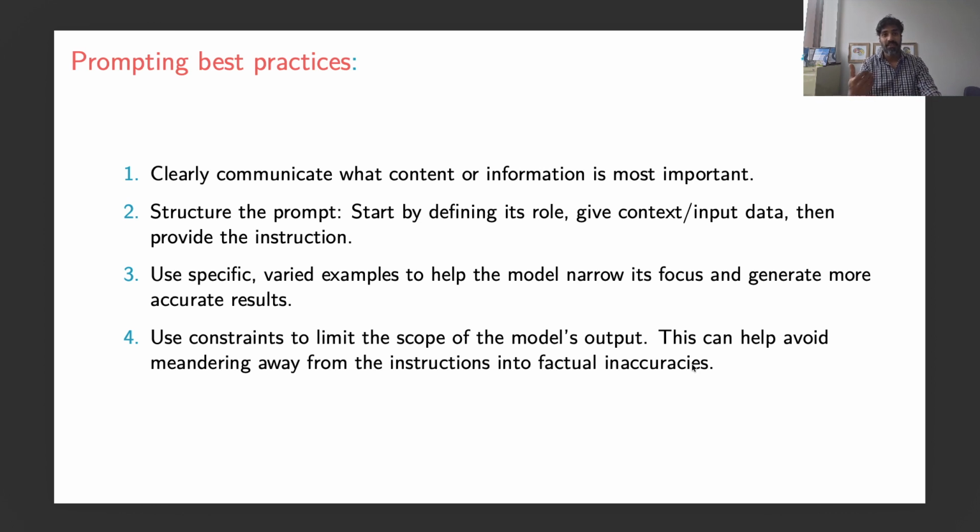Use specific, varied examples to help the model narrow its focus and generate more accurate results. This is probably the number one takeaway from this section: if you can give it an example of what you want the output to be like, you are more likely to get an output that is what you desire.